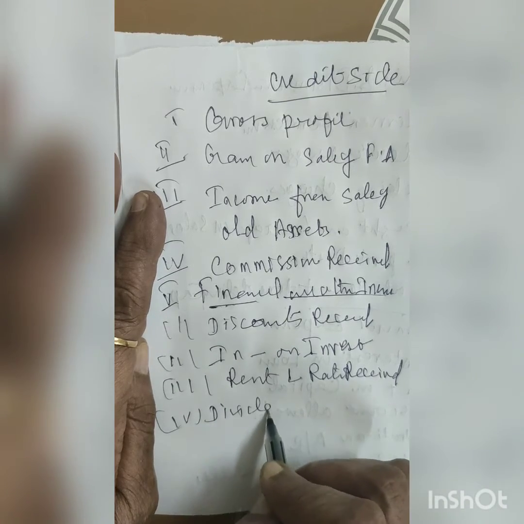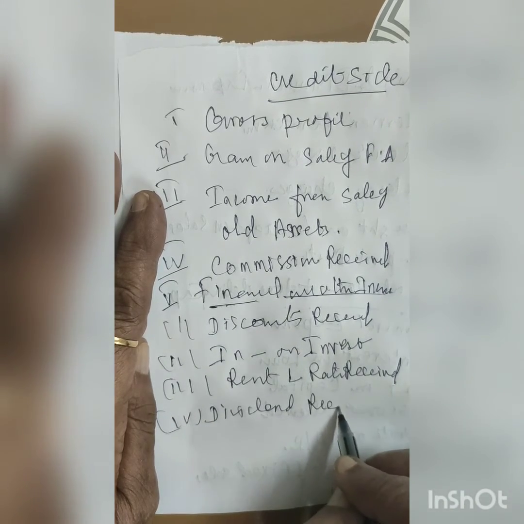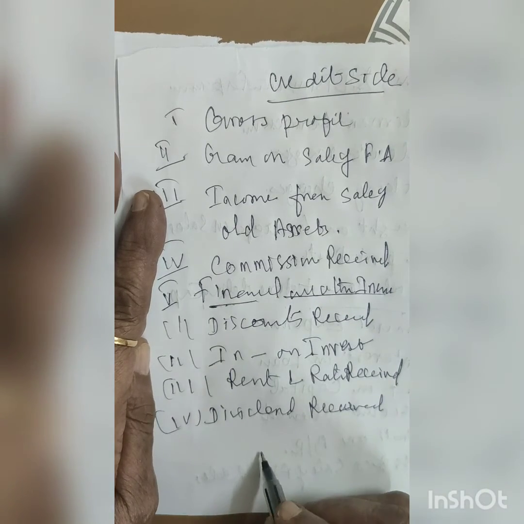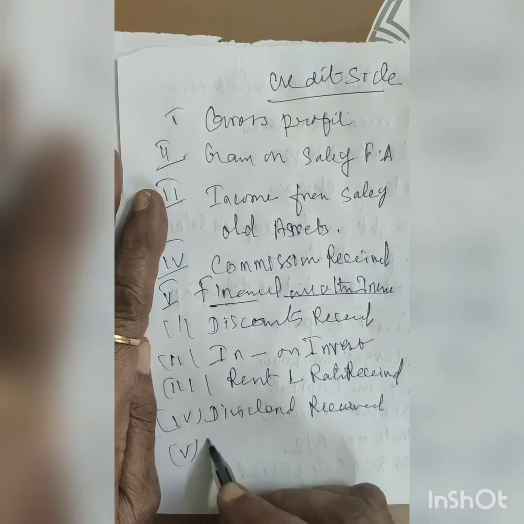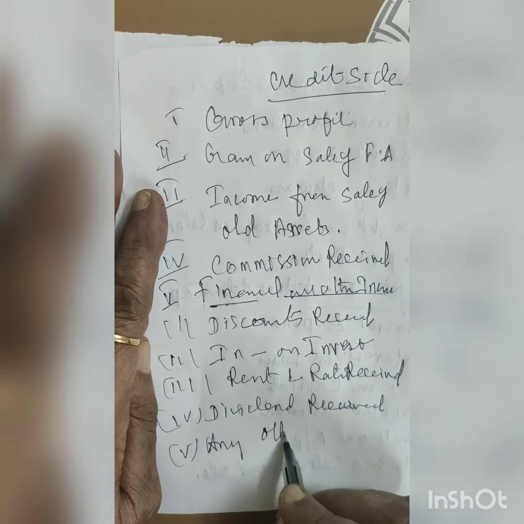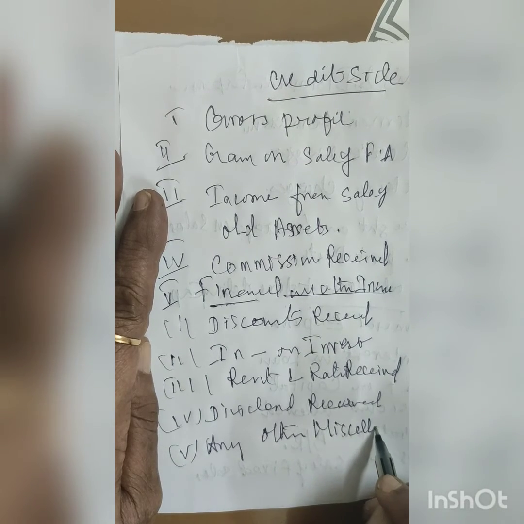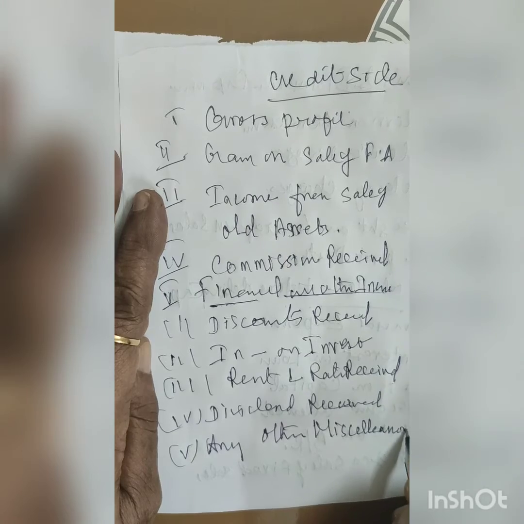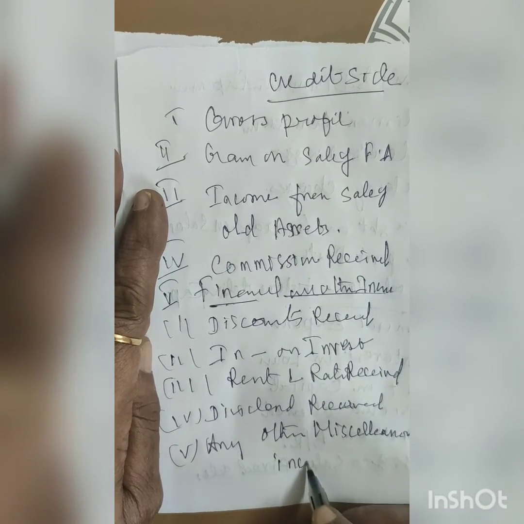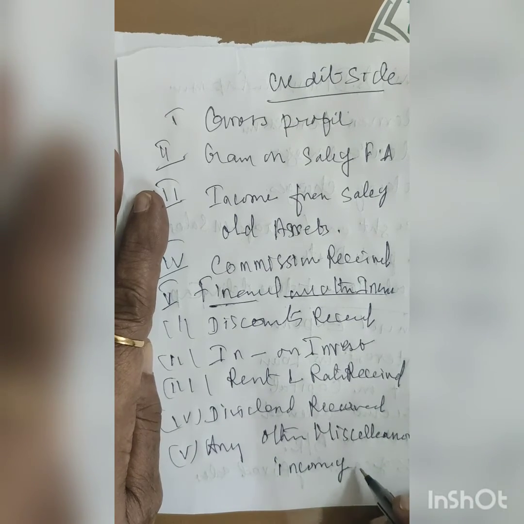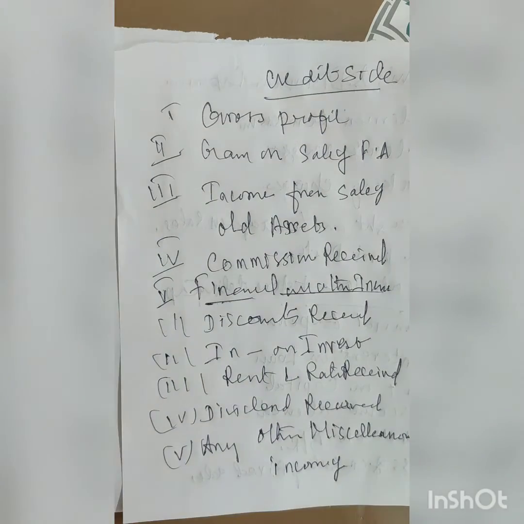Dividend received. Then comes any other miscellaneous income. Any other miscellaneous income is also taken to the income side, the credit side of the profit and loss account. Now let us go to another area, which is called the format of the profit and loss account.